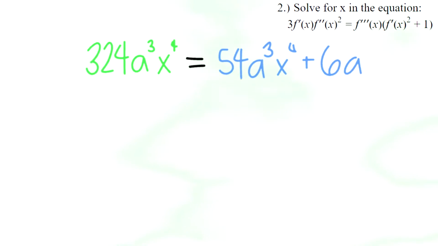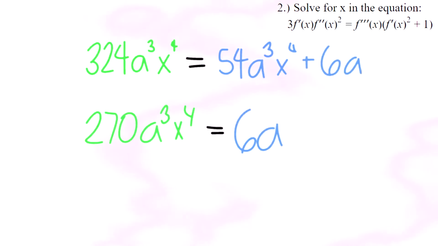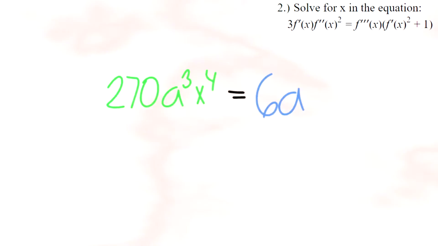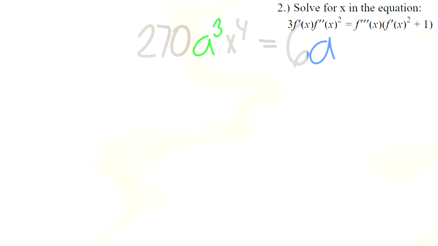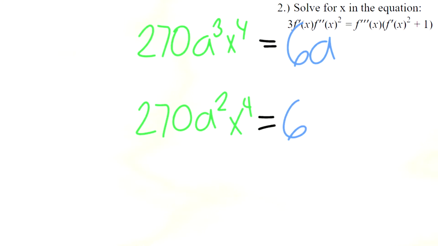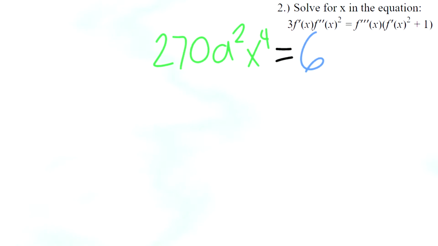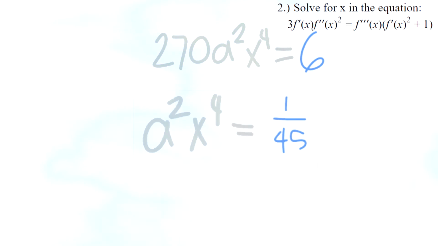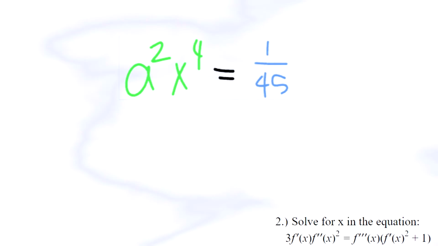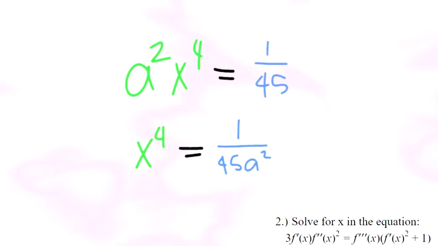From what we have now, we can see that we have 2 a³x⁴ terms. Combining like terms, we subtract 324 and 54 to get 270a³x⁴. Next, we have common a variables on both sides, so we end up with 270a²x⁴ equals 6. Dividing 270 on both sides, the right number becomes 1 over 45. Oh yeah, we also do that for a², so the right becomes 1 over 45a².